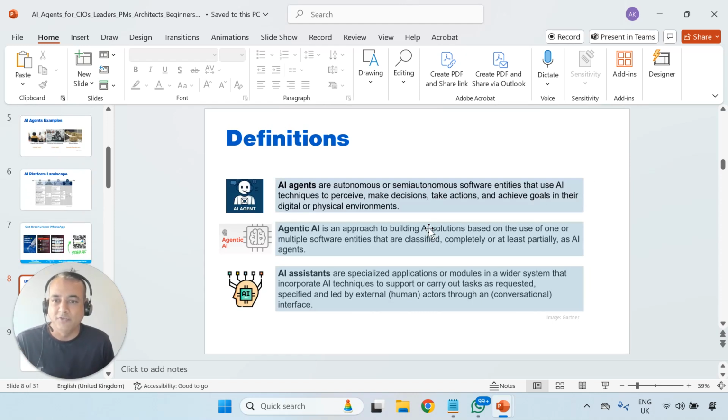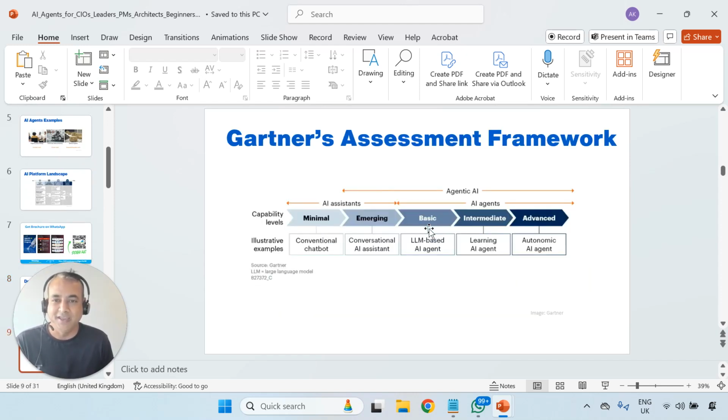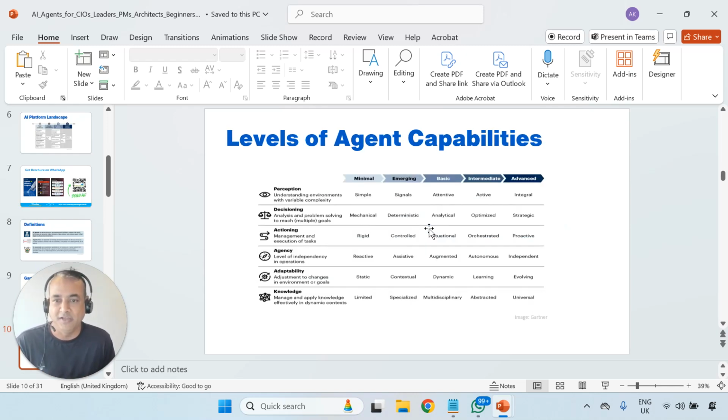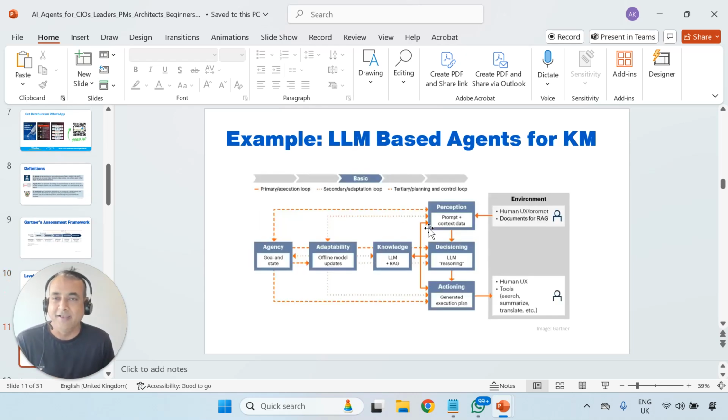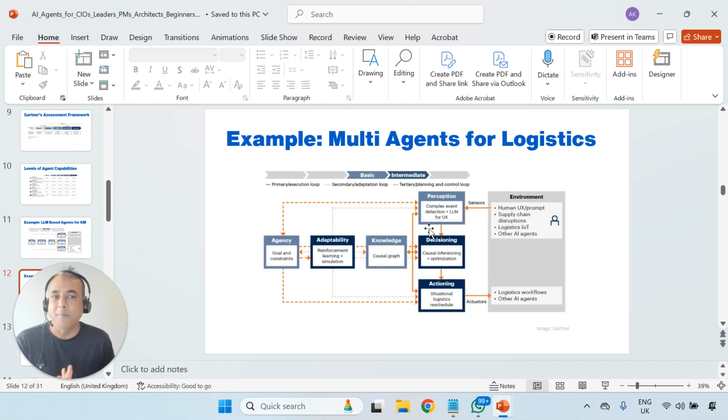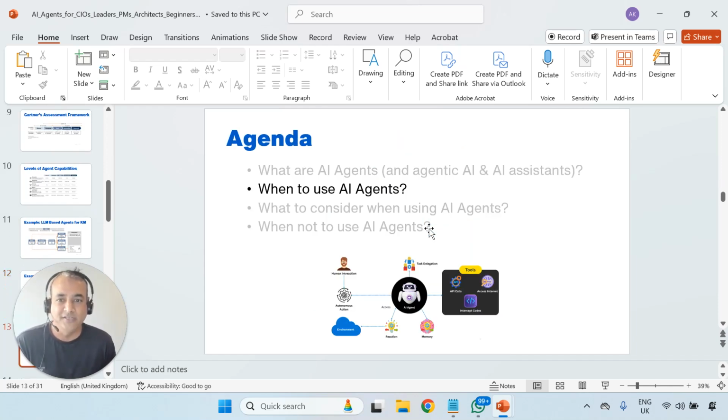We'll also look at the definition of AI agents, Agentic AI, AI assistant, and the Gartner's assessment framework. In fact, the session was from Gartner. It will be very, very interesting. You will learn and understand as well, including the examples of LLM-based agents for knowledge management or multi-agent for the logistics industry. This is just to give you a glimpse of how and where these different agents are being used.